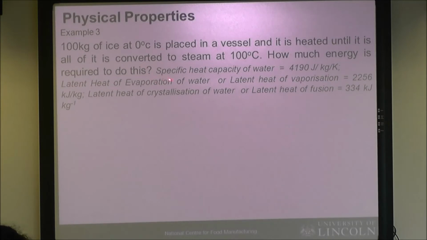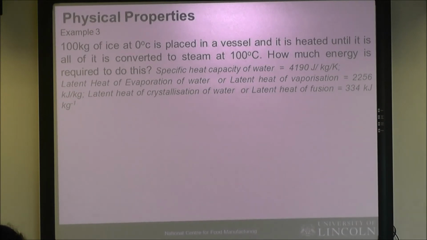Now, we've been given the specific heat capacity of water. We've been given the latent heat of evaporation of water. In some questions, you may see latent heat of evaporation of water or latent heat of vaporization. We've been given that to be 2256. Then, take note of something: can you see the unit of specific heat capacity? Can you see the unit of latent heat of vaporization? You see, these things make sense.